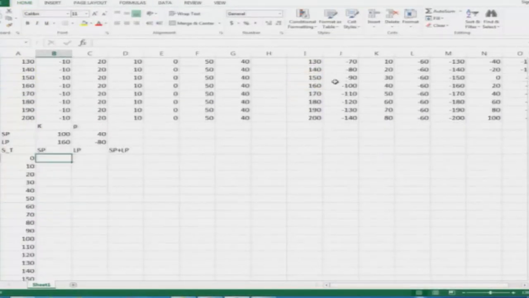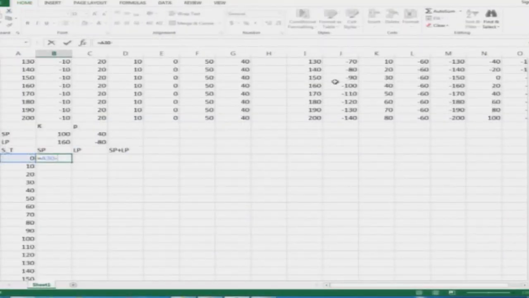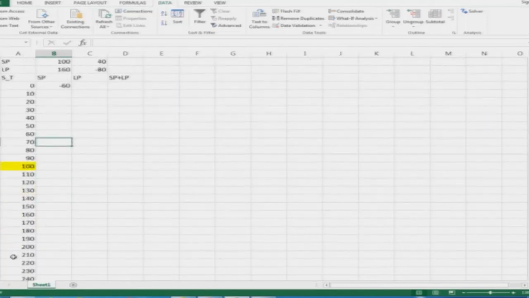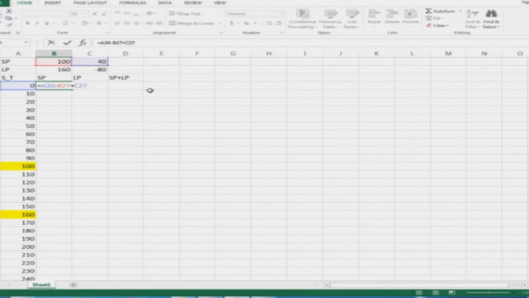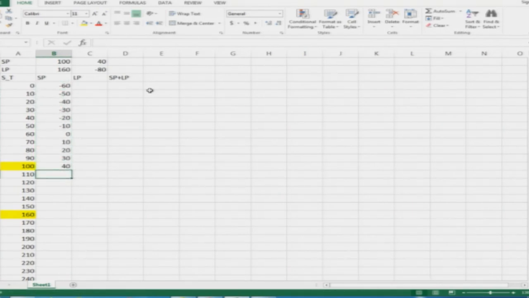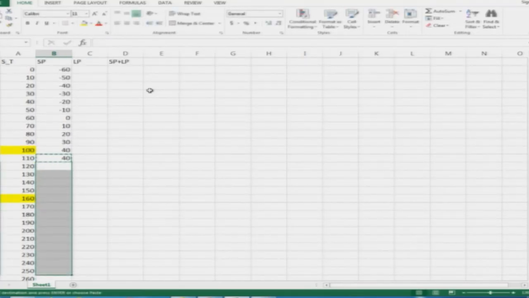So, for the short put, the payoff would be ST minus K, which was 100, and plus P, which was basically 40. So, the price is 100, let me mark it. And another price was basically 160, let me mark it without any confusion, so we can differentiate that. For this I mark the price K, lock the cell, and similarly for the price P, which is again locked. So, let us go till 250, this is more than enough, so you can understand.